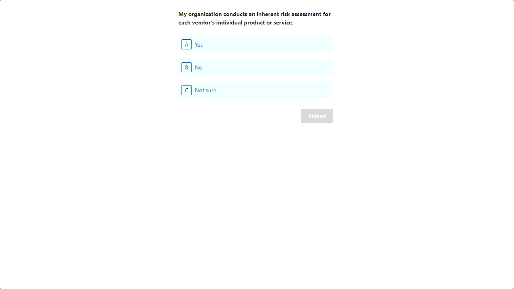Okay. And that question is, can you explain why you should use inherent rather than residual risk to determine ongoing vendor monitoring assessment cadence?